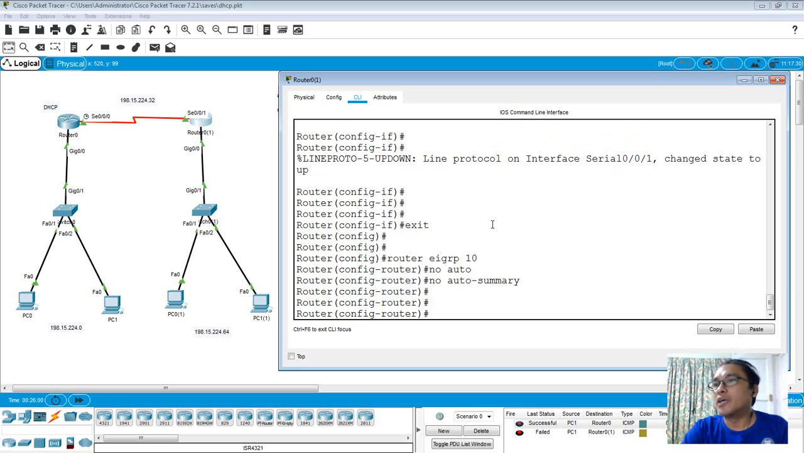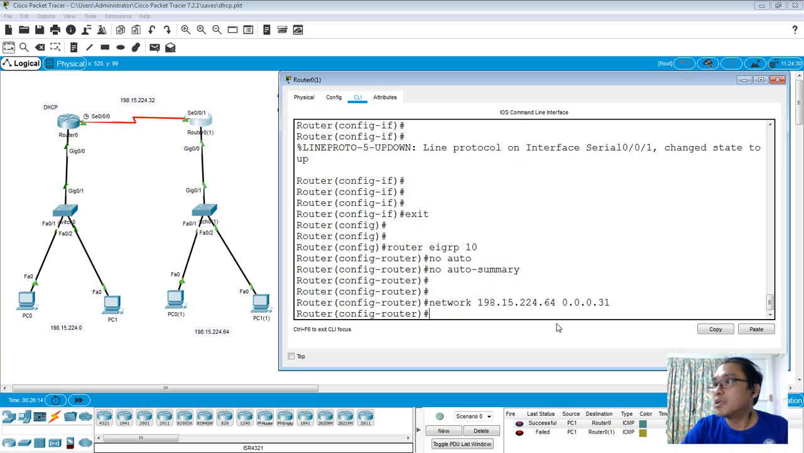Then we create a network of 64, with 0.0.0.31, and the other one is the 32.